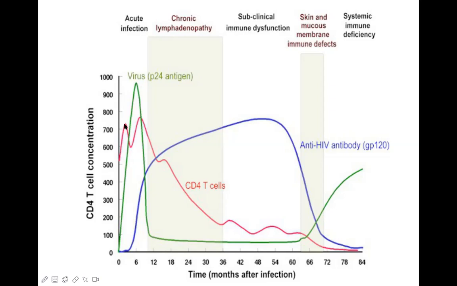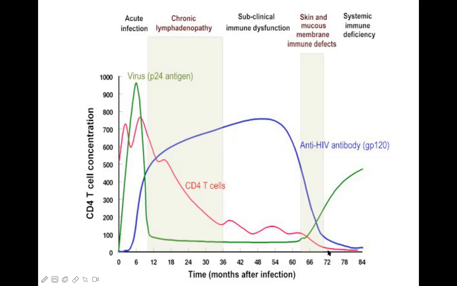Now, see there. This red line is the CD4 T cells, or the helper T cells. In the beginning, or in the acute infection stage, they are low, but not that very low. But once the infection continues in the human body, there are different stages or phases of infection here: chronic lymphadenopathy, subclinical infection, skin and mucous membrane immune defect, and systemic immune deficiency, which is the stage of AIDS. So the CD4 cells drastically decrease once the disease becomes chronic or severe.